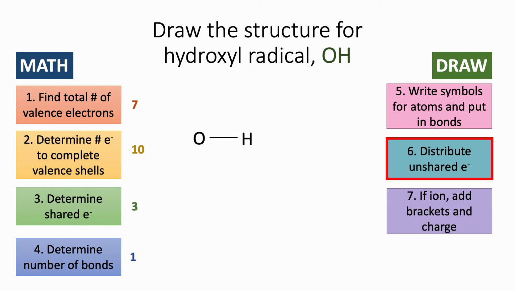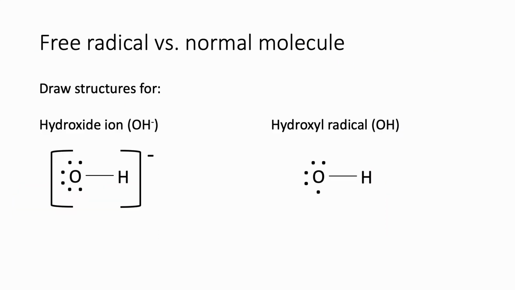Let's fix that. How many unshared electrons do we have? Well, we started with 7. We've used 2 of them. That gives us 5. So let's put those 5 around oxygen. 2, 4, 5. This is not an ion, so we can just put that into our overview slide. And now let's look at the differences.